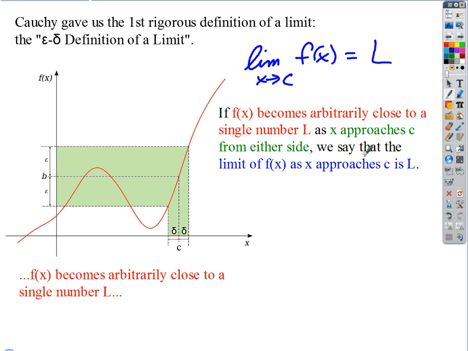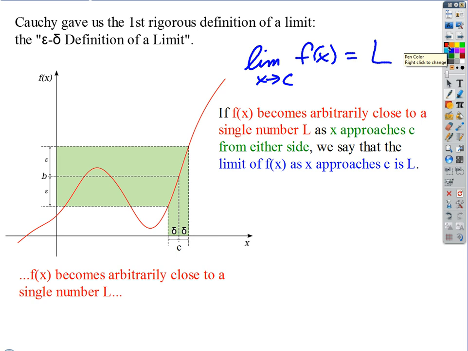Now let's take the red part and the green part separately, and let's just talk about that for a second. First, we'll talk about it conceptually and theoretically, and then we'll go in and try to express it mathematically. What do you suppose that means? If f of x, we're talking about y values, right? If f of x becomes arbitrarily close to a single number L. Now there's a really important word there. Anybody care to suggest what that word might be?